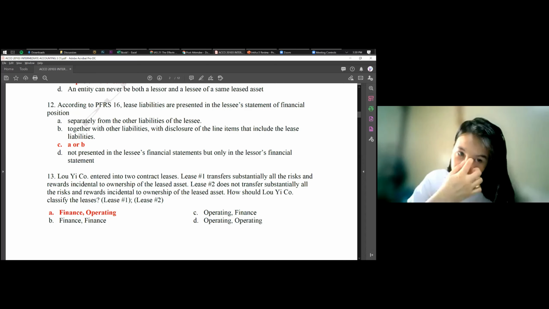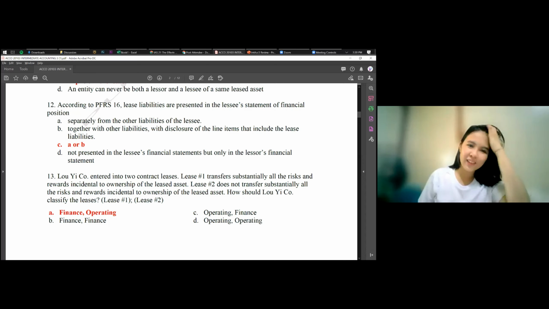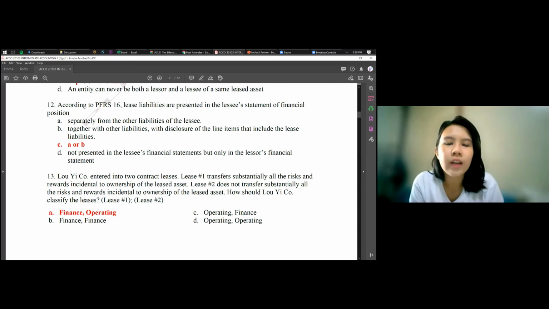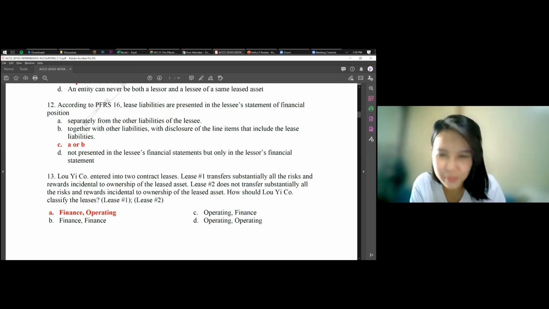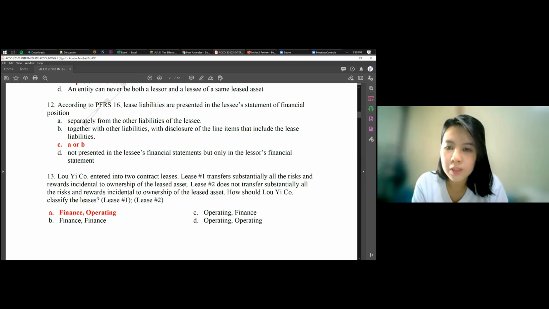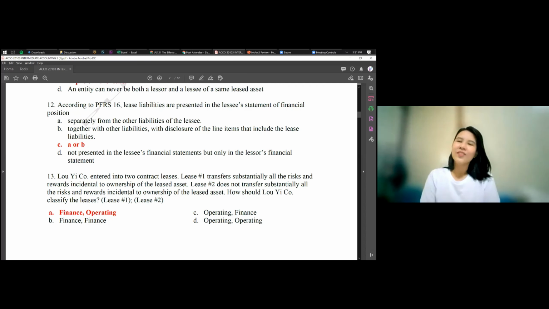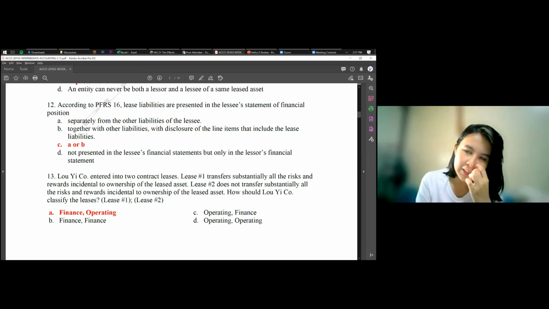Okay. A company entered into 2 contract leases. Lease 1 transfers substantially all risks and rewards incidental to ownership of the leased asset. So, obviously, it transfers substantially all the risks. So, that's a finance lease. Lease number 2 does not transfer substantially. Okay, we won't continue reading because this is a bonus question. Yes. First is a finance lease and second is an operating lease.